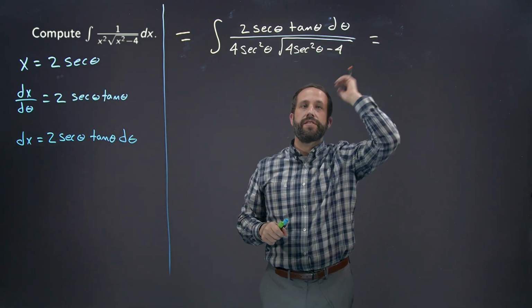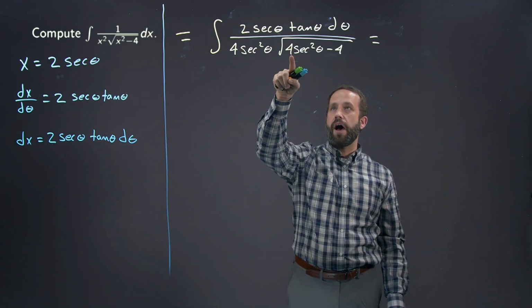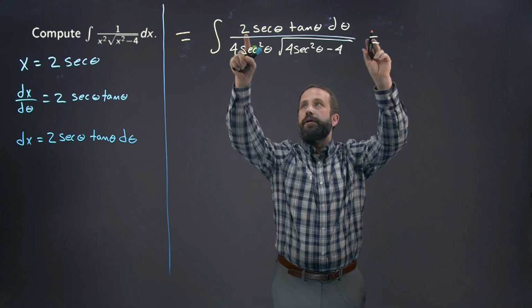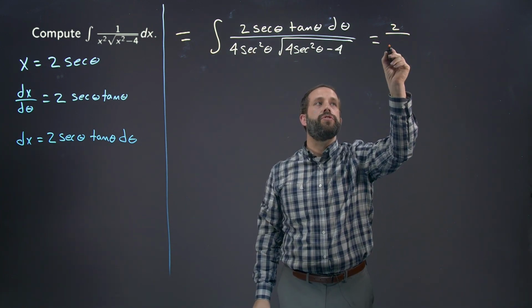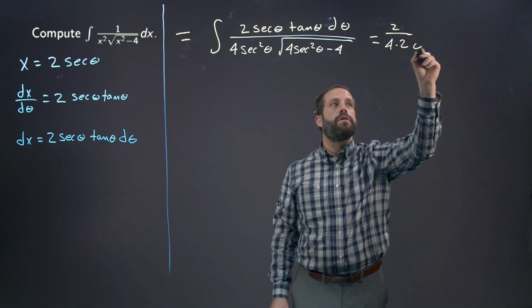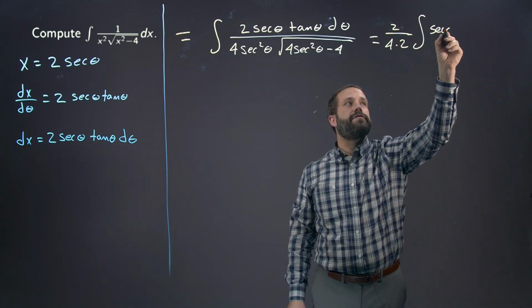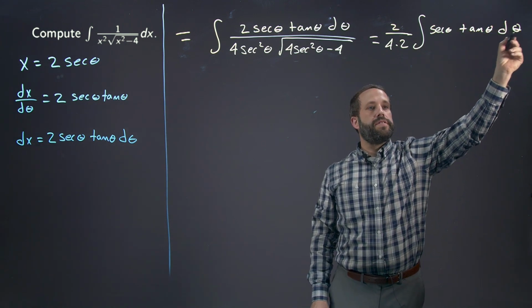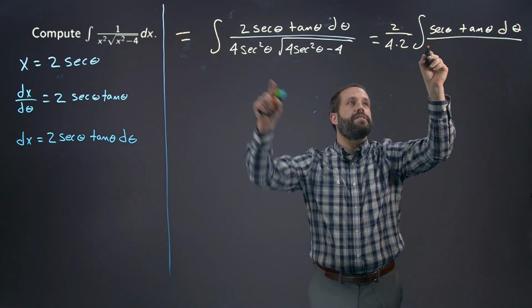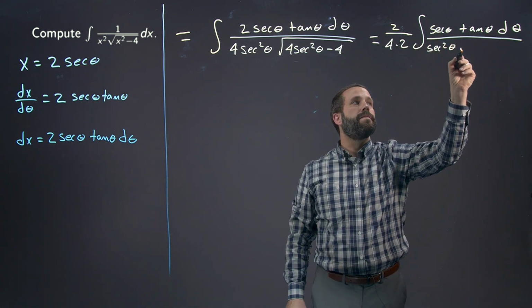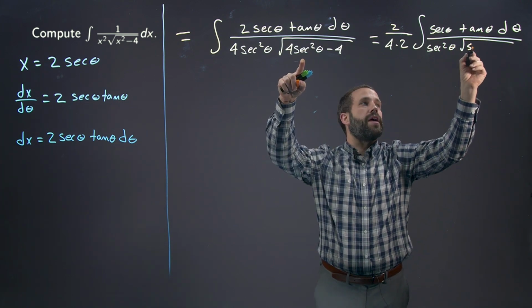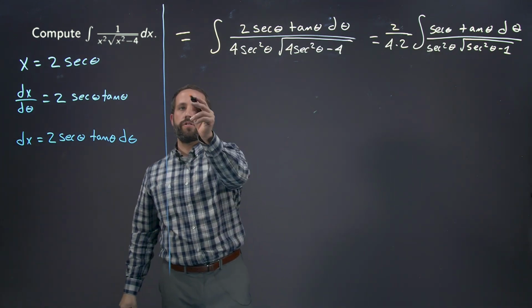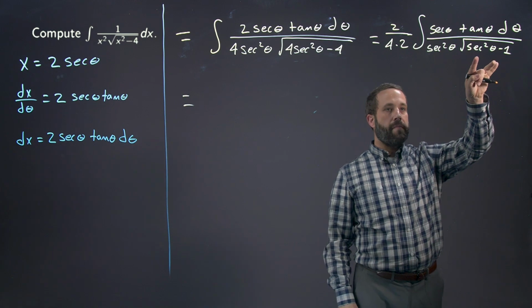There's a number of ways to do this next step, but I'm going to factor a 4 out of this and then bring it out of the square root. When I bring it out of the square root, it comes out as a 2. And I'm going to bring all of these constants out. I'm going to have 2 over 4 times 2 times the antiderivative of secant theta tan theta d theta divided by secant squared theta and the square root of secant squared theta minus 1.